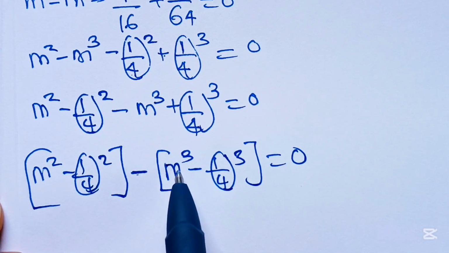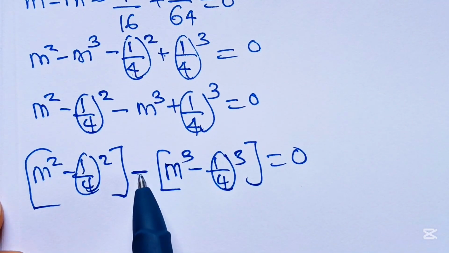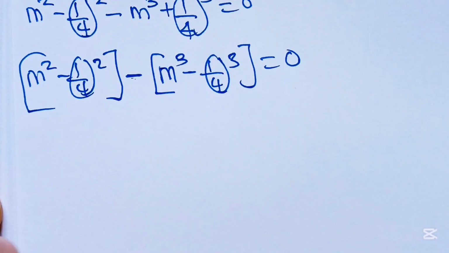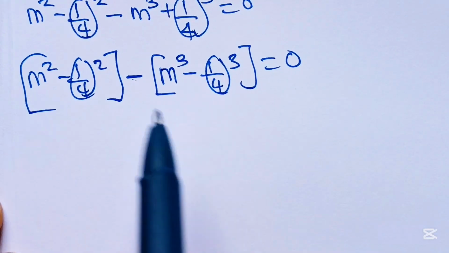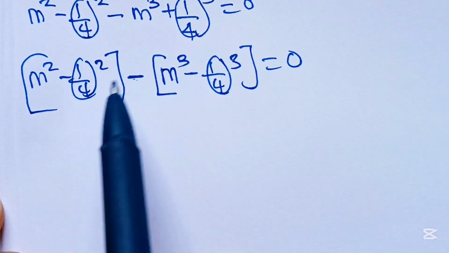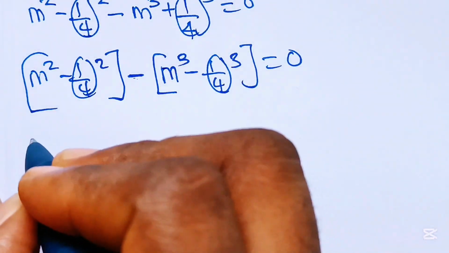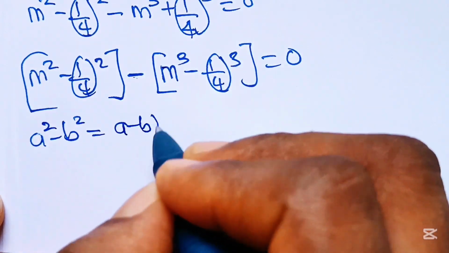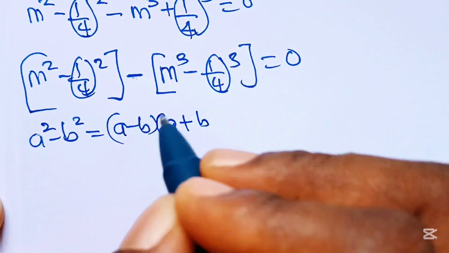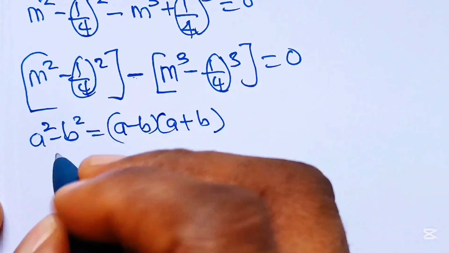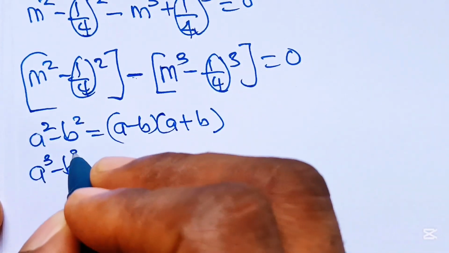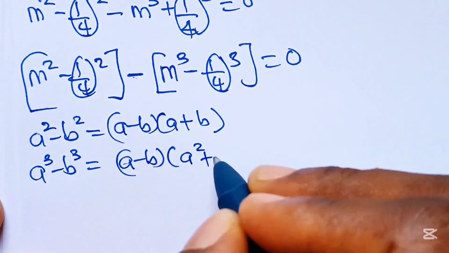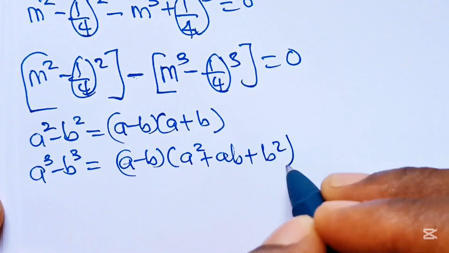So that when this multiplies this, you get this back. And when this multiplies minus 1 over 4 to the power of 3, you still get this back. I hope I didn't confuse you by doing that. All right, now we are going to bring in the algebra identities. Yes, the one that says that for this, a squared minus b squared is equal to a minus b multiplied by a plus b. All right, then for this we have a to the power of 3 minus b to the power of 3 is equal to a minus b multiplied by a squared plus ab plus b squared.